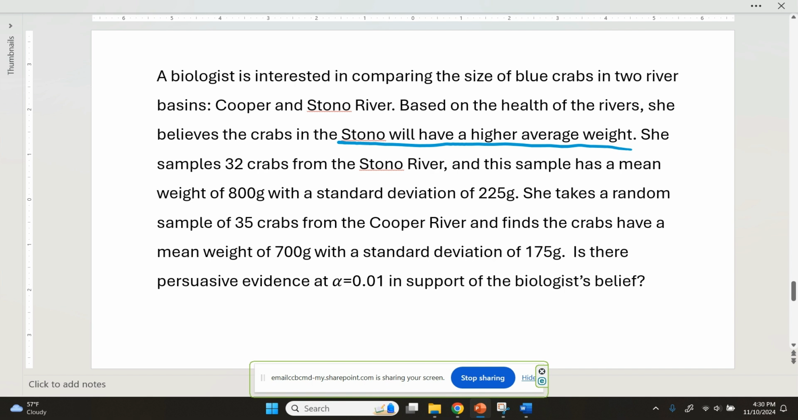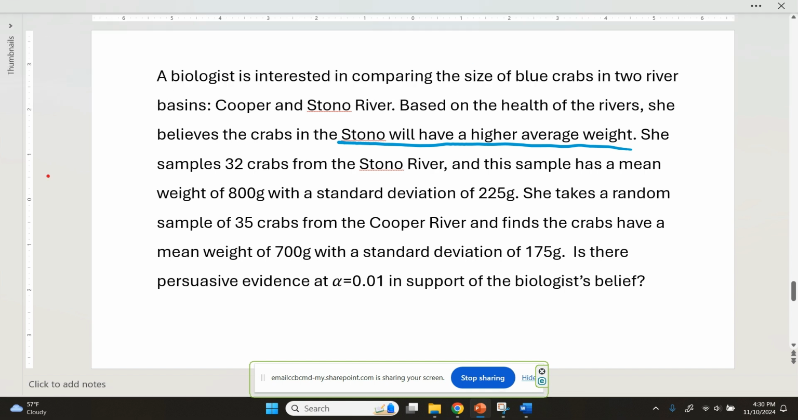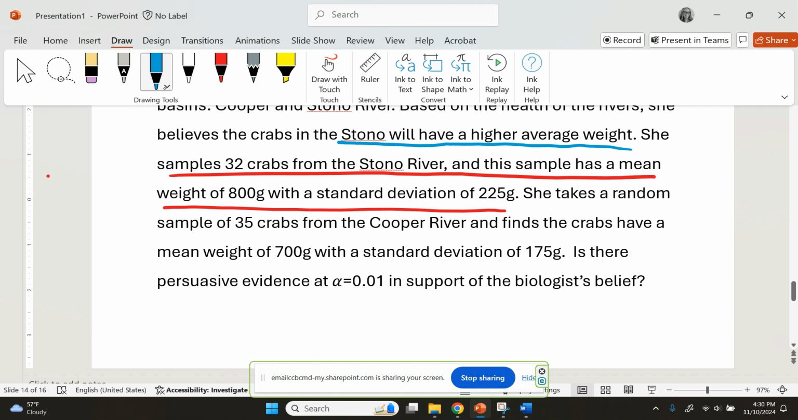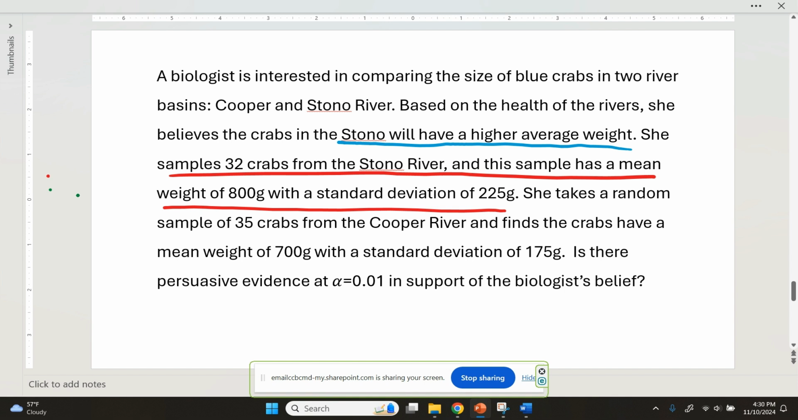And then as I look here in the text, I do have the Stono River information. Here, I'll just underline it in red. And then also, I was given the Cooper River Basin. So I have two samples to use to test if there's a difference in these two river basins.